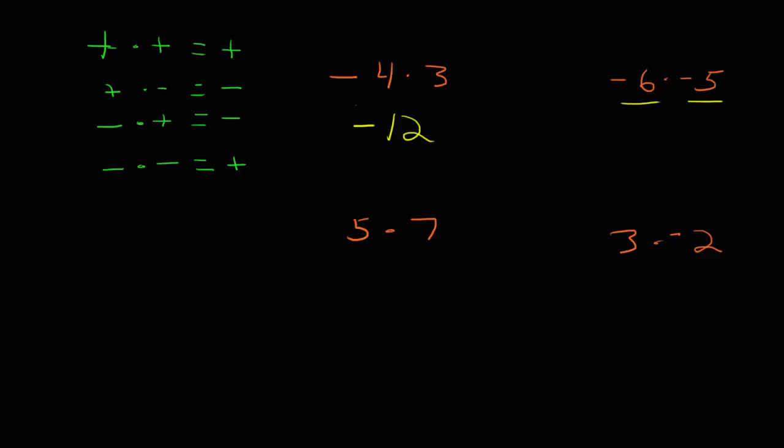Negative 6 times negative 5, the signs of those are the same, therefore the result will be positive. 6 times 5 is 30. 5 times 7, the signs are the same, the result will be positive 35, just like it's always been. 3 times negative 2, we've got a positive times a negative, the signs are different, so the result will be negative 6. If you can remember this rule for the multiplication of signed numbers, you should have very little difficulty with signed number multiplication. Good luck.